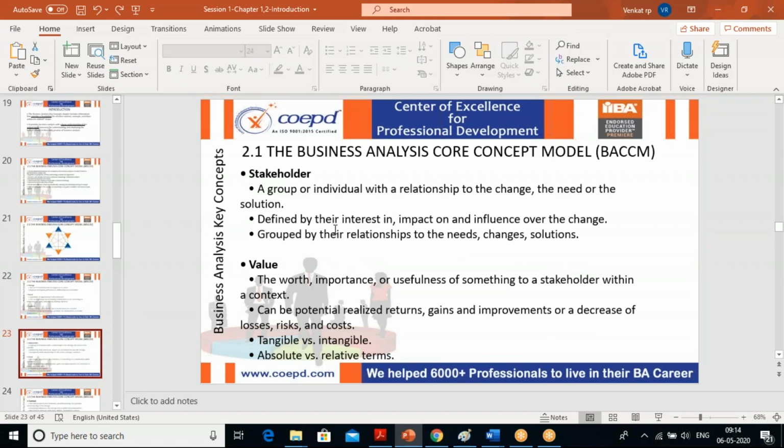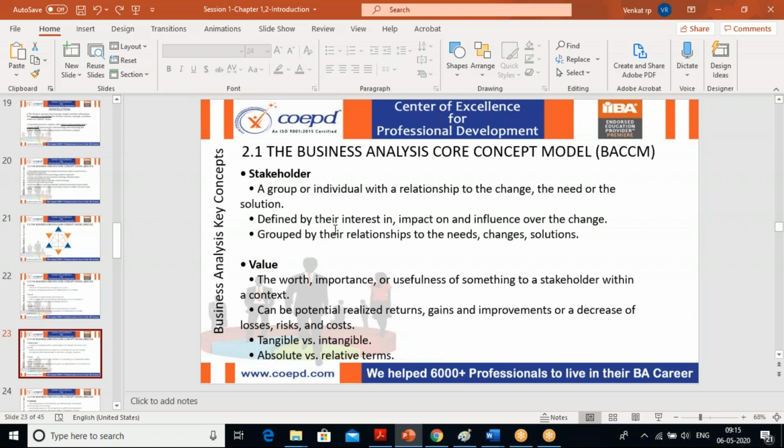Then we have stakeholders. What is a stakeholder? We can consider it as a group or individuals with a relationship with the change, the need, and the solution. They are defined by their interests in, impact on, or influence over the change, by categories like interest, impact, and influence. And they are grouped by their relationship to the needs, changes, and solutions.